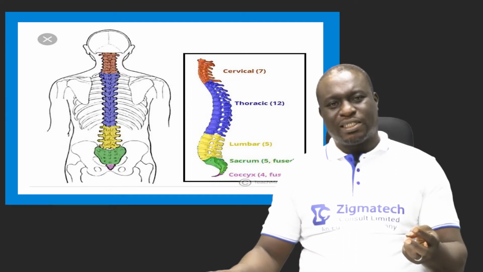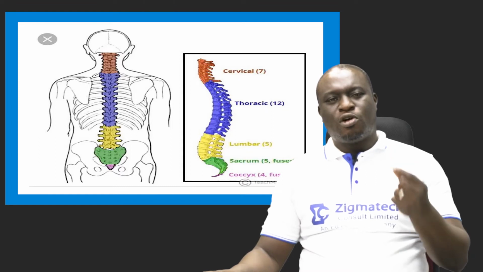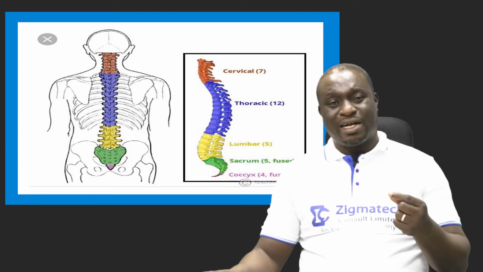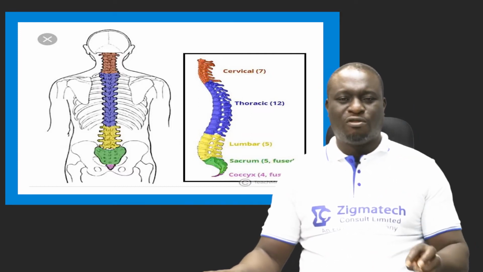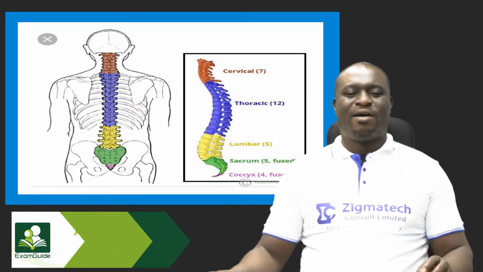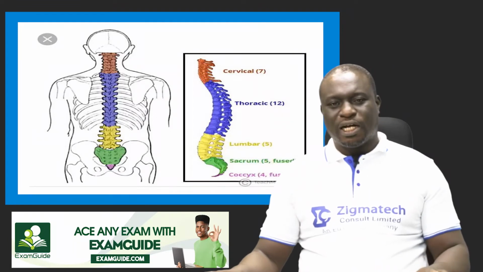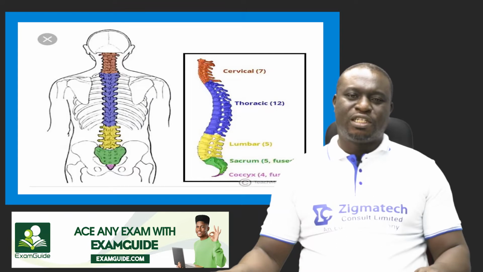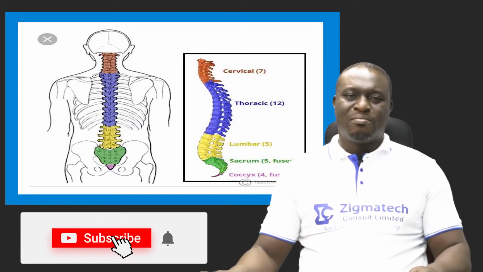Now, if you look at it, the number of vertebrae found in the cervical is 7. In the thoracic, we have 12. In the lumbar, we have 5. In the sacral, we have 5. And then in the caudal, we have 4 bones, or 4 vertebrae. So that brings a total of 33 vertebrae in man.